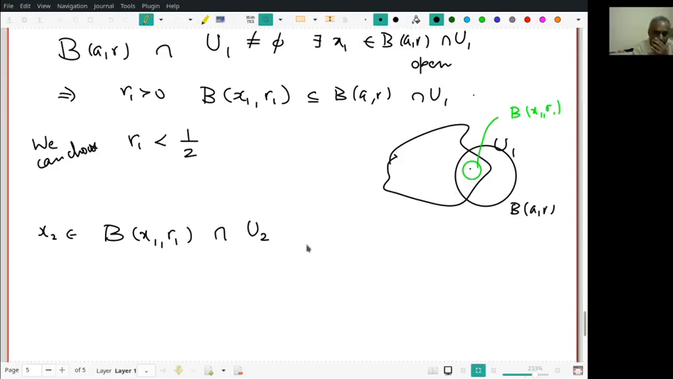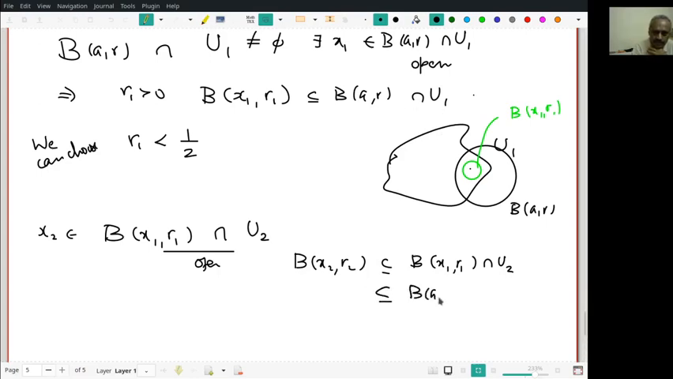Right? Now, x2 belongs to this, but remember this is an open set. Therefore, what do I know? There is an open ball B(x2, R2) which is contained in B(x1, R1) intersection U2. Remember, B(x1, R1) is already contained in V intersection U1. Therefore, this is actually contained in V intersection U1 intersection U2.